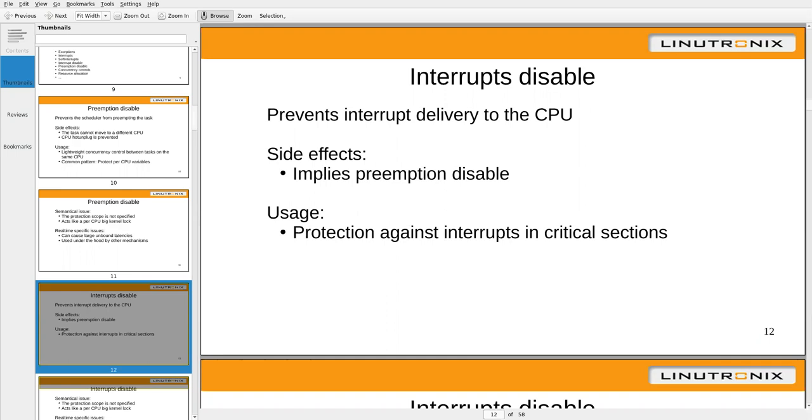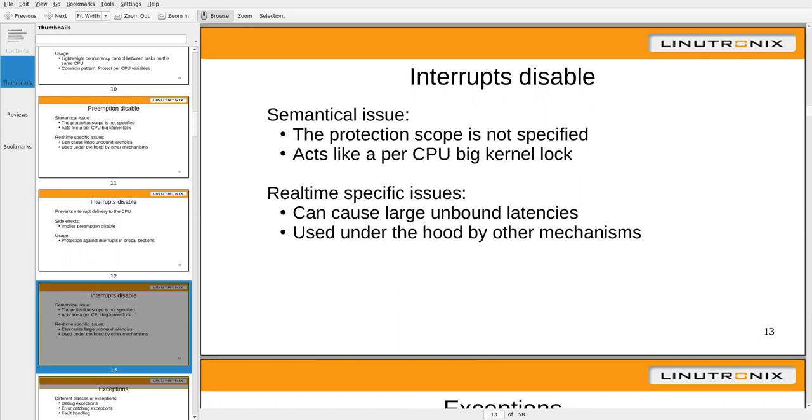The usage is to protect against interrupts in critical sections. And similar to preemption disable, it has the same semantical issues, and it's also used by other mechanisms under the hood. But in these other mechanisms, the advantage is that we have a protection scope, because that's usually used with locking.